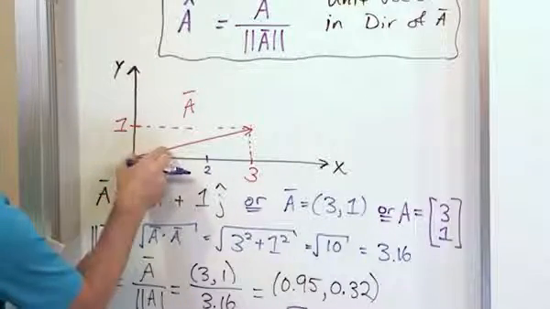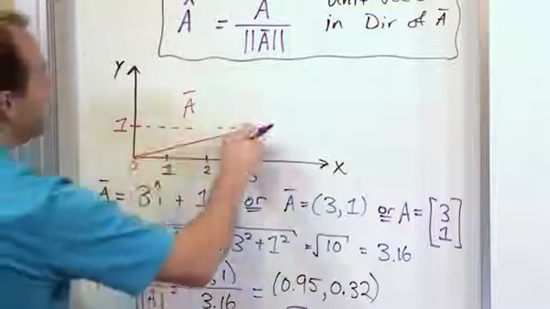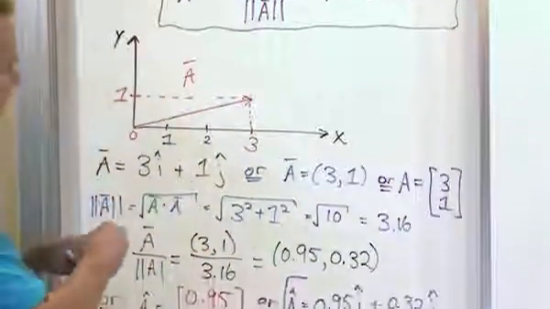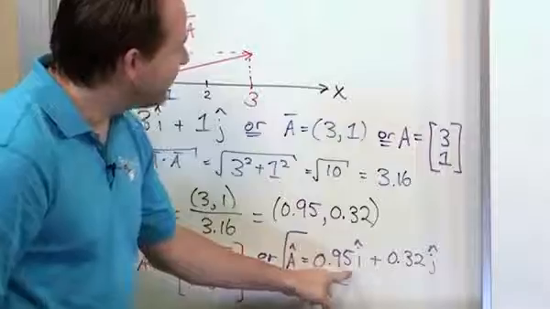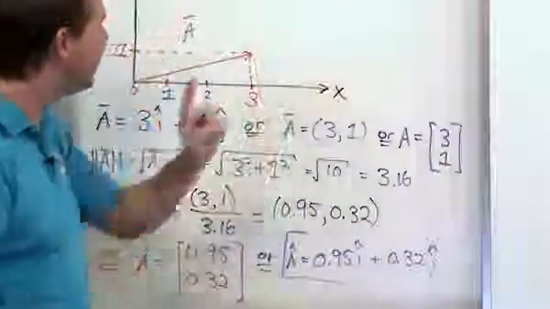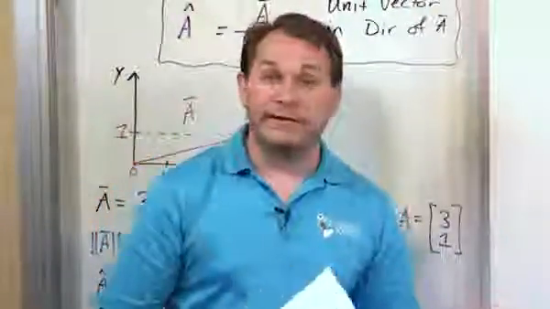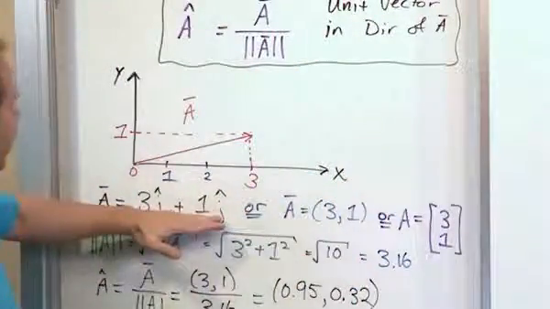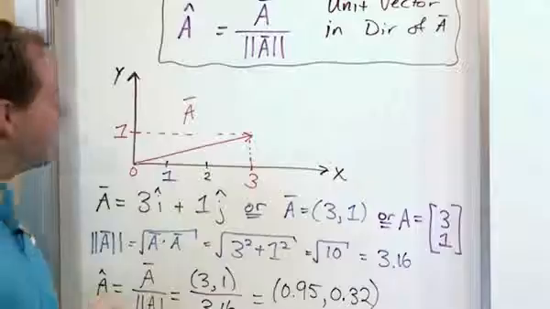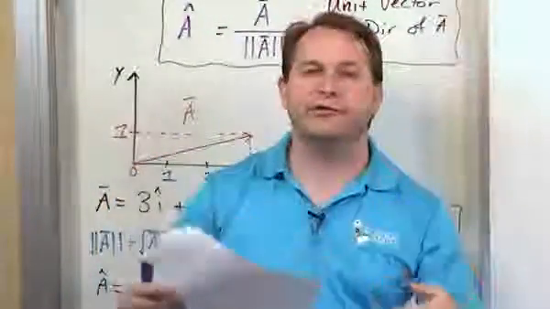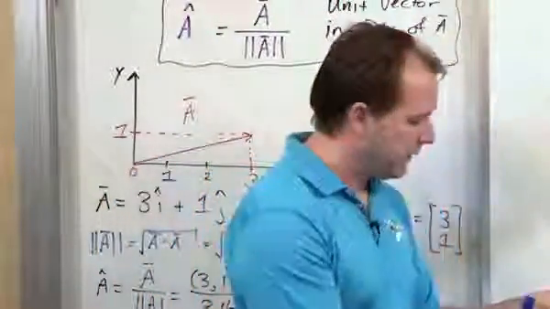That means its length is 1, right? But it's going to point in exactly the same direction as A, because the ratio of the x component to the y component is the same as the ratio of this one to this one. That's all wrapped up in the definition. All we did was take the original vector and divide it by the magnitude. So we're keeping the ratio of the components, we're just changing everything so the magnitude is 1.